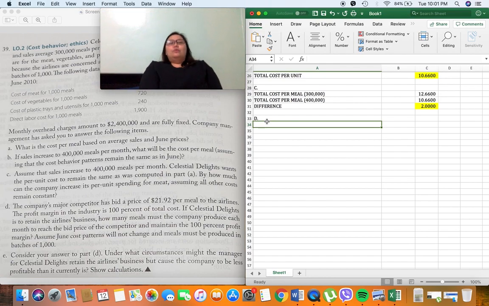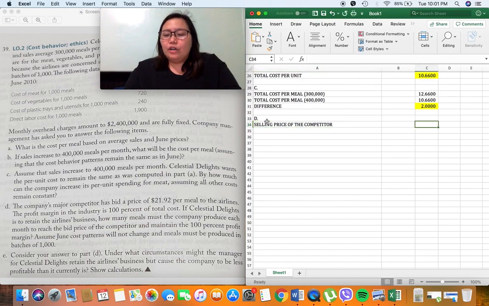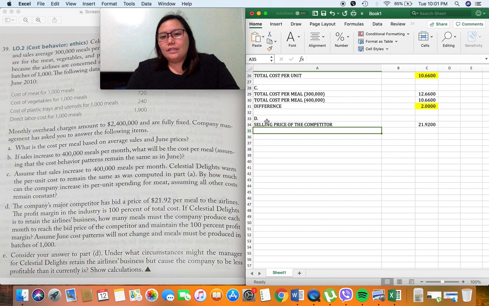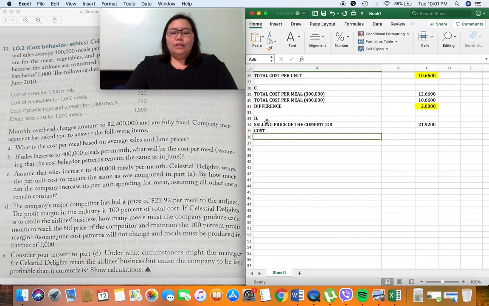Okay? Sige, so the first thing we're going to do is to syempre start with the selling price of the competitor. So, how much is the selling price of the competitor? We have 21.92. And then, of course, for food sellers kasi, talagang mataas yung margin nila kasi prone din sa spoilage yung food, diba? So, sabi dyan na meron daw profit margin which is 100% of cost. So, ito yung cost and then this is the margin or gross profit.